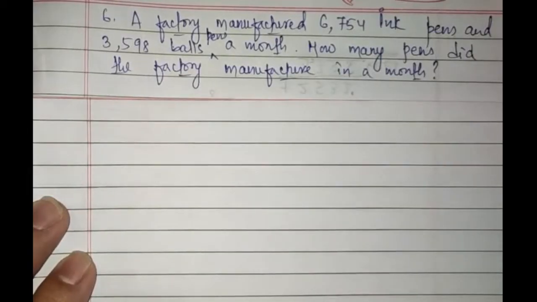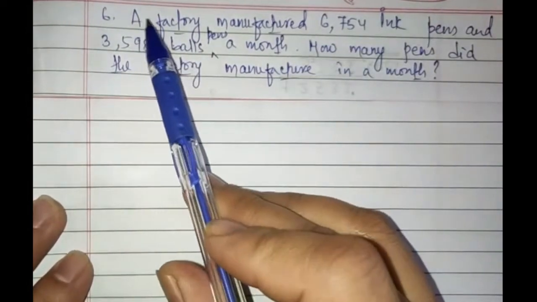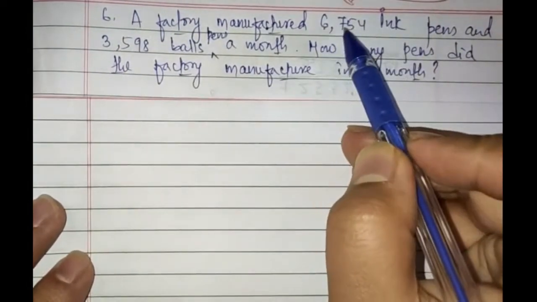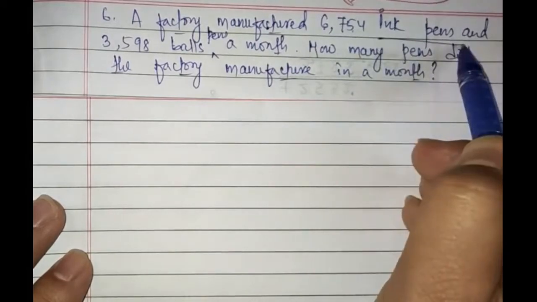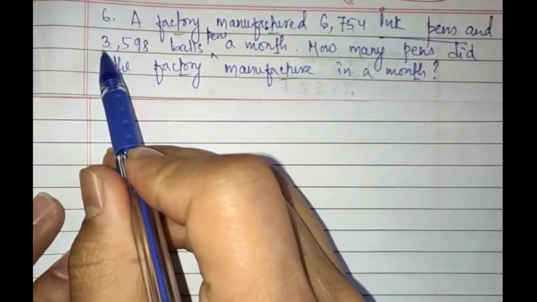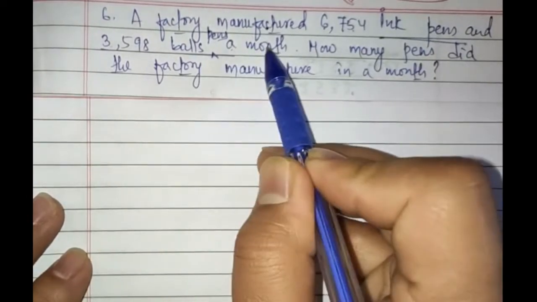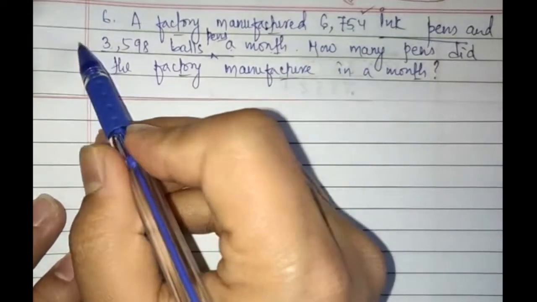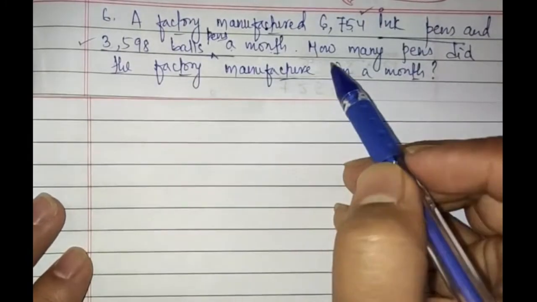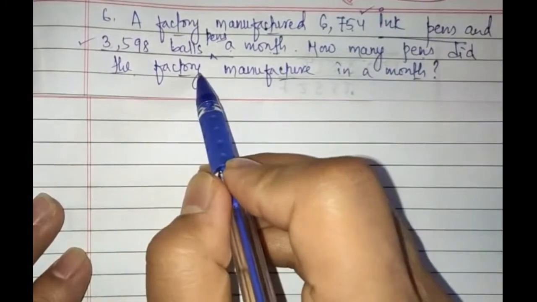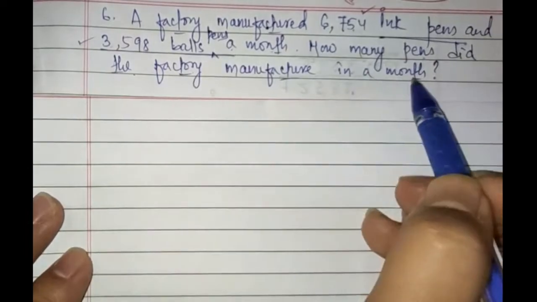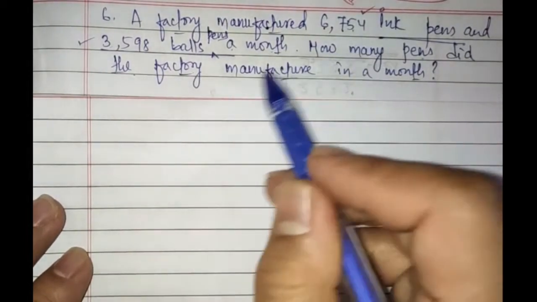Proceeding further to question number 6, we have a factory that manufactured 6,754 ink pens and 3,598 ball pens in a month. In a month, they are preparing this much of ink pens and this much of ball pens. So how many pens did the factory manufacture in a month? It is very simple. You have to add this, right?